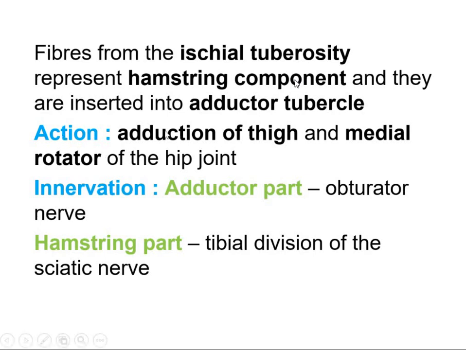Action is obviously adduction of the thigh and medial rotation of the hip joint. Innervation: the adductor part is by the obturator nerve, obviously, because the obturator nerve is the nerve of the medial compartment. The hamstring part, which is the posterior part of the thigh, is supplied by the sciatic nerve. Okay, so this sciatic nerve will divide into two components, that is the tibial nerve and the common peroneal nerve. So the tibial part will be supplying this hamstring part, which is a branch of the sciatic nerve.